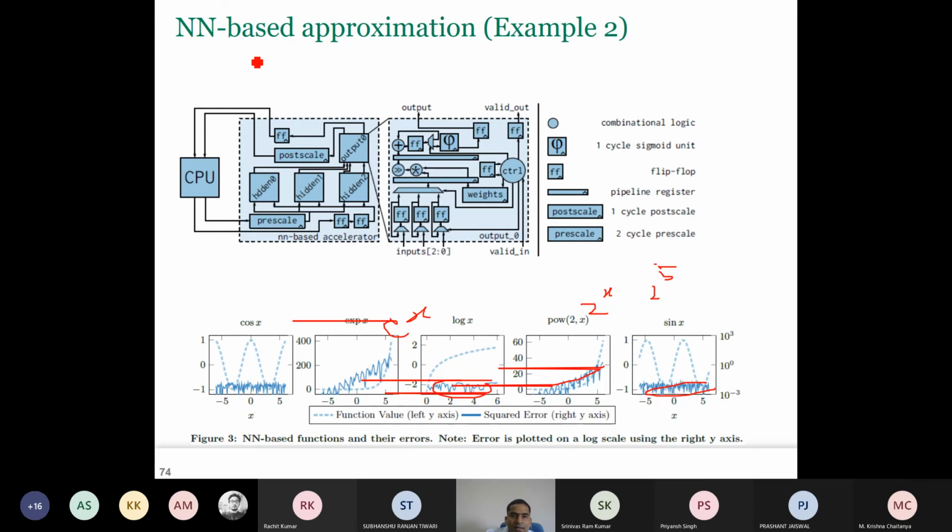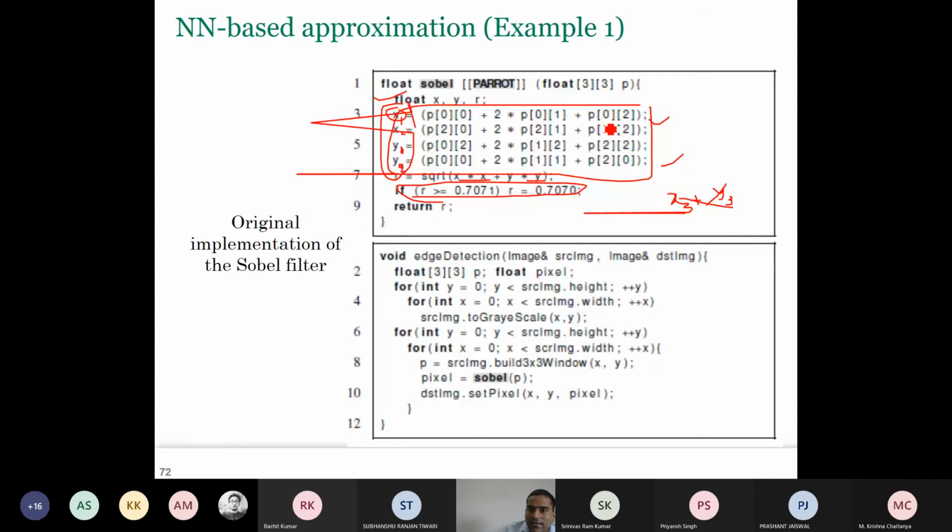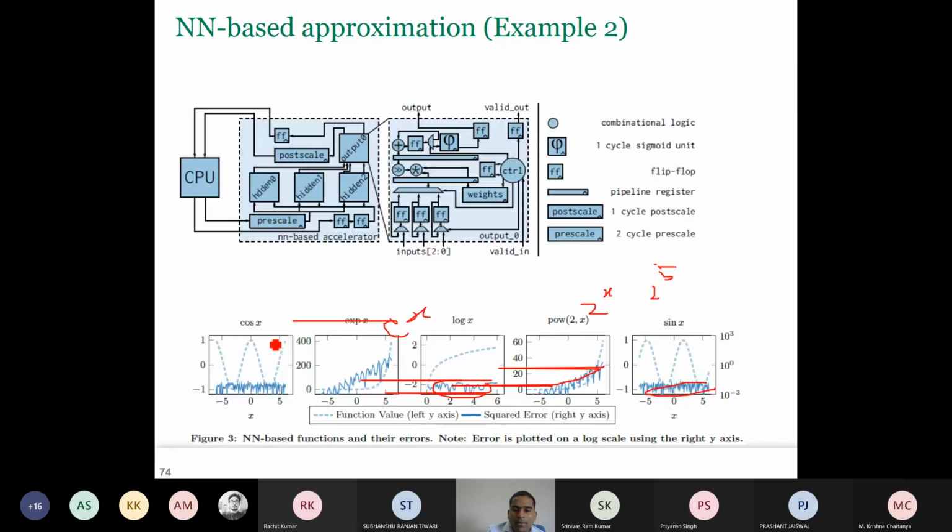So this is the idea of how NN-based approximation can generate error. See, here it is all just linear computation. At least multiplication and addition are linear computation. So here, as I was saying, I don't think there will be any error. But for modeling more complex functions, there would be error in using neural network-based approximation. And as you make your neural network more complex, that means more hidden layers or more neurons in the hidden layers, then your error will gradually go down.